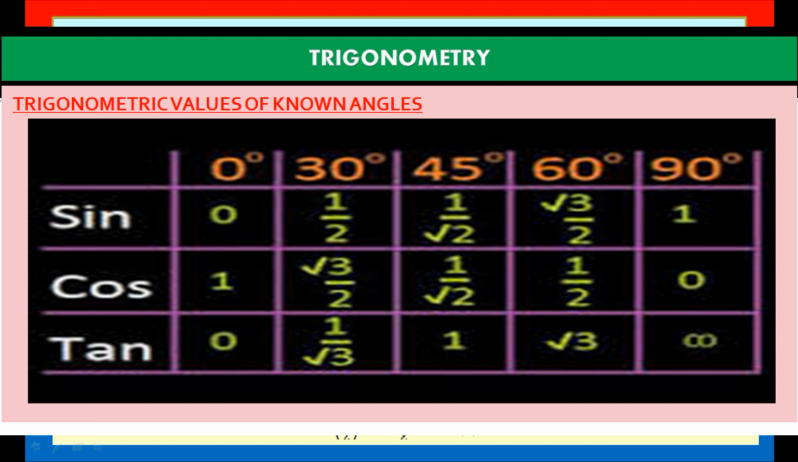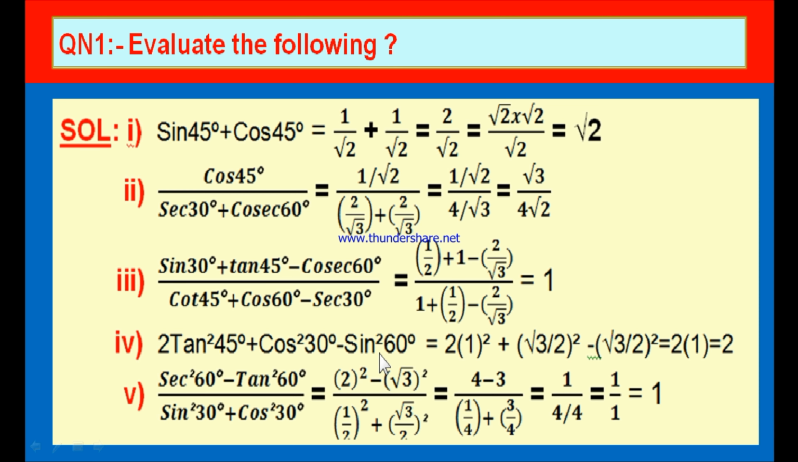Tan 45 degrees value is 1. And you verify what is cos 30 degrees. Cos 30 degrees is root 3 by 2. And you also verify what is the value of sine 60 degrees. Sine 60 degrees is root 3 by 2. Now, let us substitute these three values in the given question.